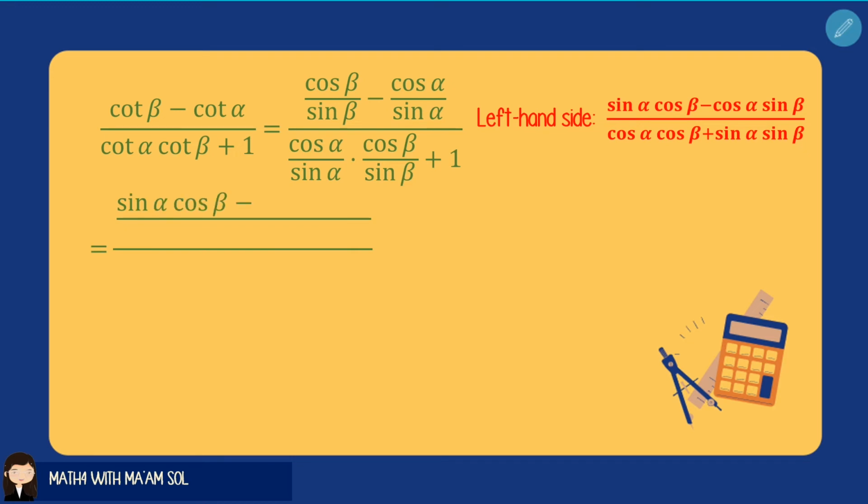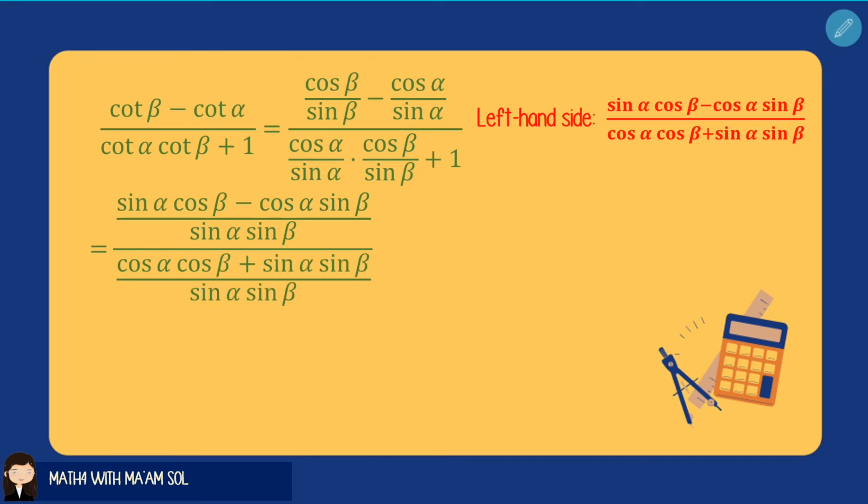Now we will take the LCD of the fractions in both the numerator and the denominator to express them as a single fraction. The LCD of the fraction in the numerator is sine alpha times sine beta. So we have sine alpha cosine beta minus cosine alpha sine beta all over sine alpha sine beta. The LCD of the fractions in the denominator is sine alpha sine beta. Therefore, we have cosine alpha cosine beta plus sine alpha sine beta all over sine alpha times sine beta.